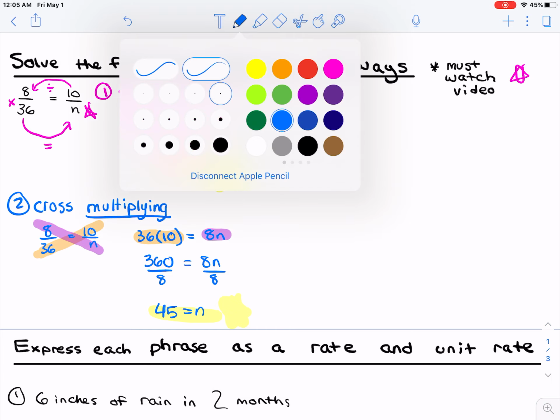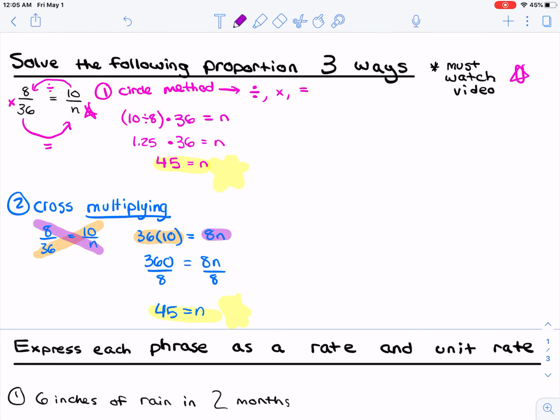And for our final method here, there's not really a name for it, okay? But again, I'm going to go ahead and rewrite my proportion here. And anytime you're doing a proportion, we can also think of this as how did we get from one number to the other? So how did we get from 8 to 10? That's not an even number, okay? Normally, like if we had from 2 to 6, we could say we multiplied by 3. But for 8 to 10, that's a little bit trickier. But remember, you can always use a fraction.